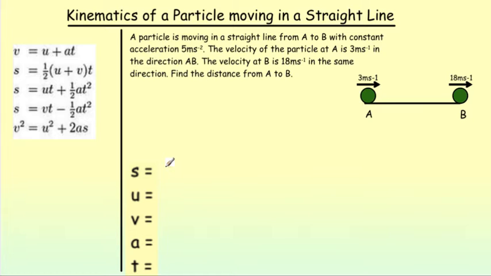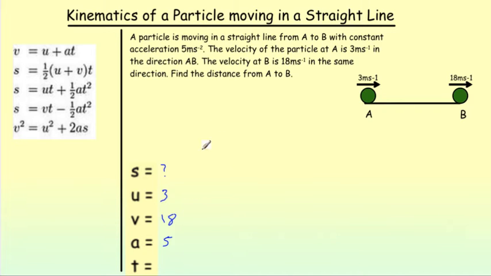So we're asked to find the distance from A to B, so that's what we're trying to get. We know that u is the initial velocity, which is 3 meters per second at A. We know the velocity at B, or the final velocity, is 18 meters per second, given again in the question. And there's a constant acceleration a of 5 meters per second squared. So a is 5.